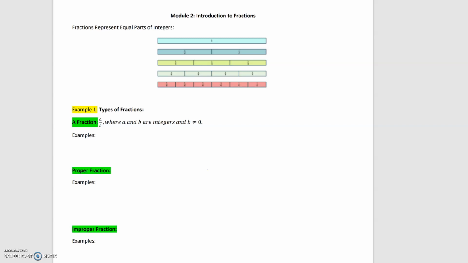Hi class, in this module we're going to talk about the main idea of fractions. And here's the basic idea on a fraction. They represent pieces of an integer, and typically the integer that we're talking about is the value of 1. And well, here's the basic idea. The value of 1 can be expressed as halves, as thirds, or as any other value.